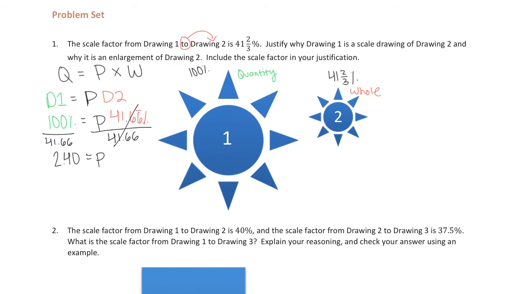And when I write this in decimal form, I'm going to take my decimal and move it 2 places over. And now I'm going to get 240%. Now, how do we know if it's an enlargement compared to drawing 2? Obviously, we can see that drawing 1 is larger than drawing 2, but because it's 240% and our percentage is over 100, that means that it is an enlargement.